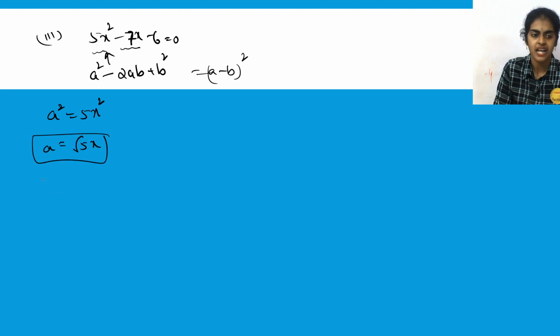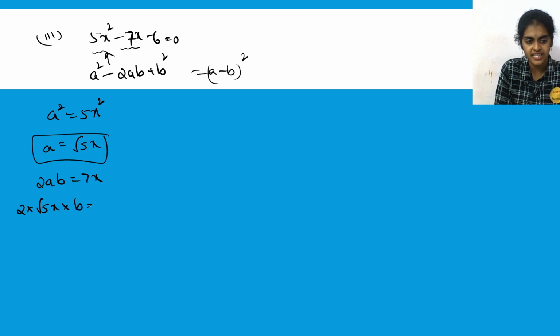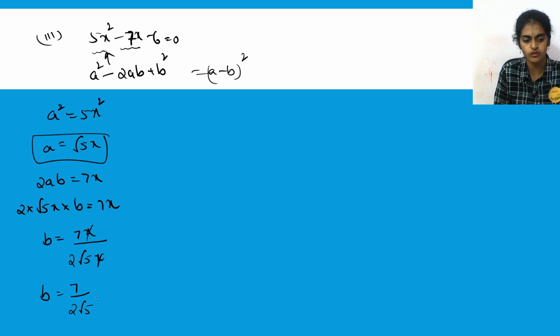Or here you see a square minus 2ab you have. So we will get it in the form of a minus b whole square. Okay. This is nothing but a minus b whole square. So here in the place of a square I have 5x square. Or I can write my a is root 5x, taking square root. And in the place of my 2ab I have 7x. So 2 into a, which is root 5x, into b is 7x, or b is nothing but 7x divided by 2 root 5x, x and x cancel. So my b value is 7 divided by 2 root 5.